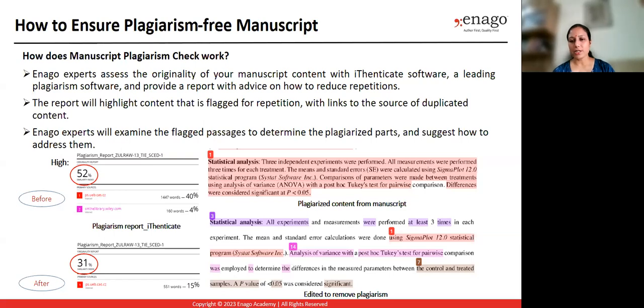In the edited section, you can see there are still certain color-coded text. However, there are certain software-related information or statistical information, which are rather often used by researchers in their research paper, and they do not account for the plagiarism.